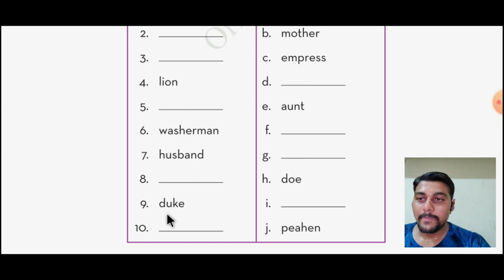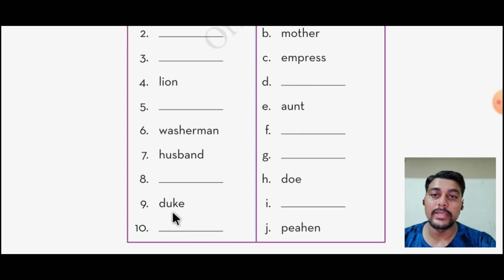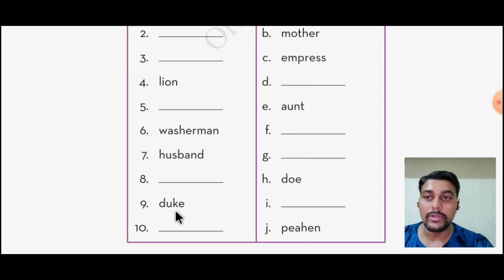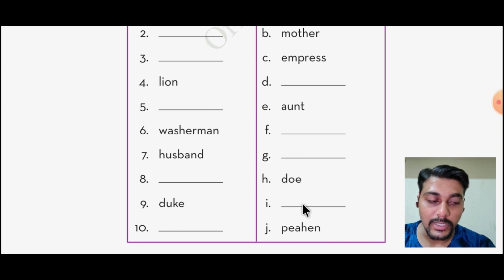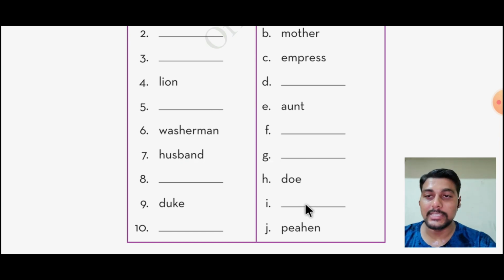The 9th one is, if the masculine noun is duke. Duke means raja, the power of a king only. That is called duke. So what should be the feminine noun? Okay, yes, if you remember, duchess.